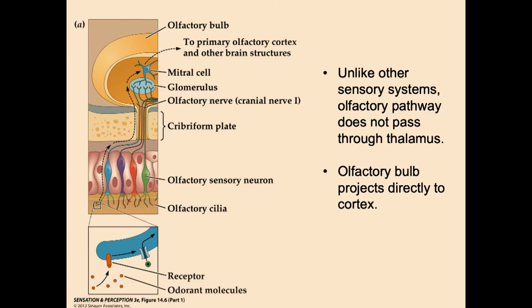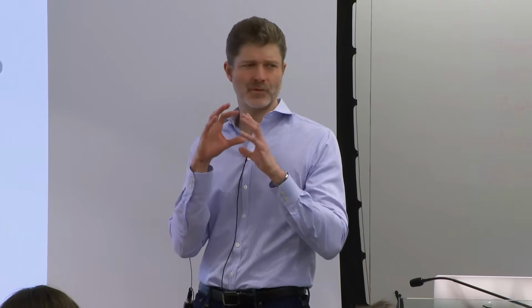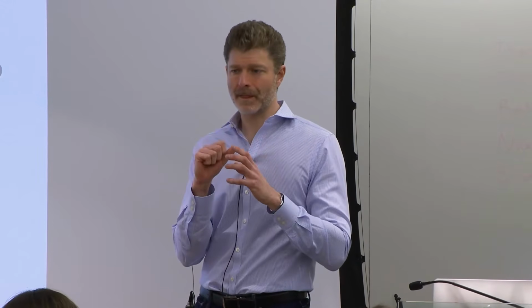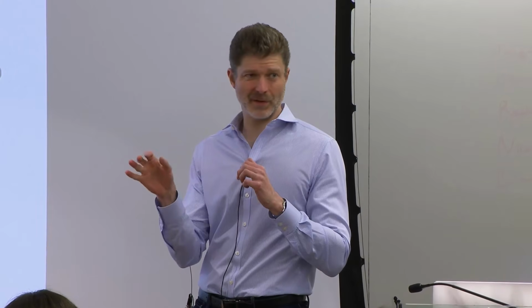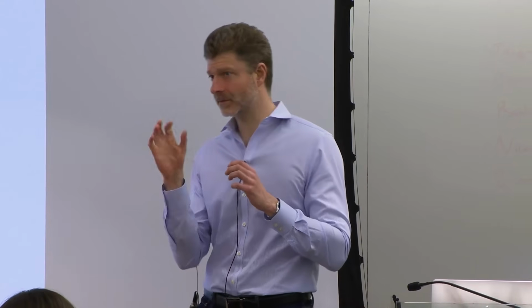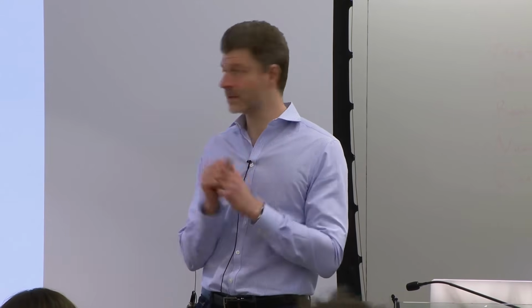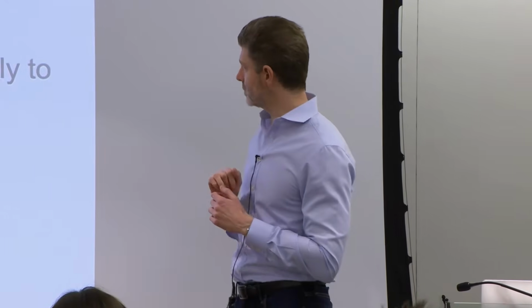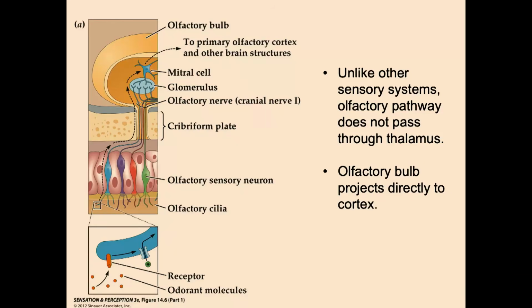So the olfactory system is unusual relative to other senses in that it's the only one that doesn't go through the thalamus. Remember, the thalamus is kind of like a relay, right? In vision, you go through the lateral geniculate nucleus. In hearing, you go through the medial geniculate nucleus. But smell doesn't do that. The olfactory bulb projects directly to the cortex.